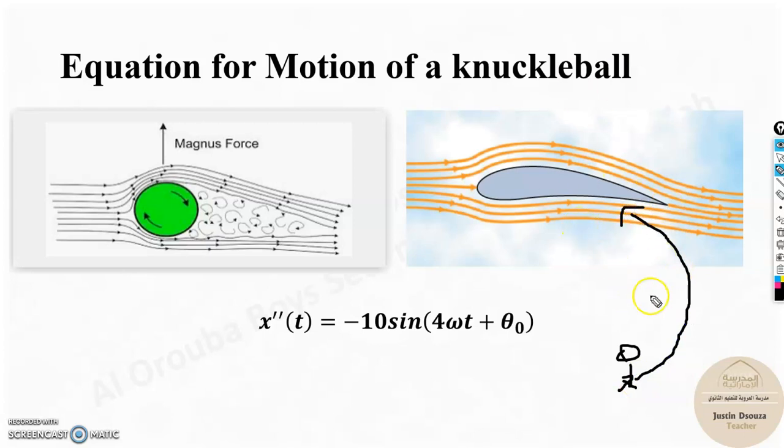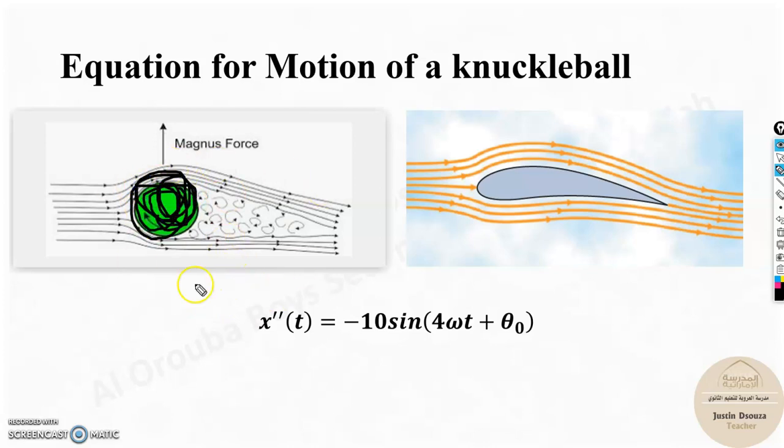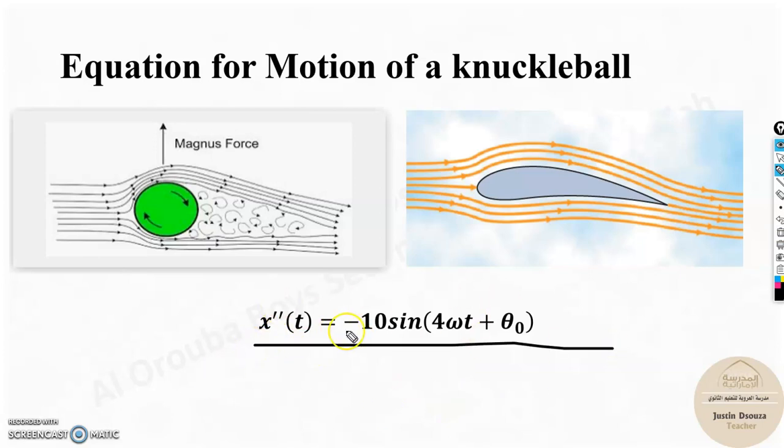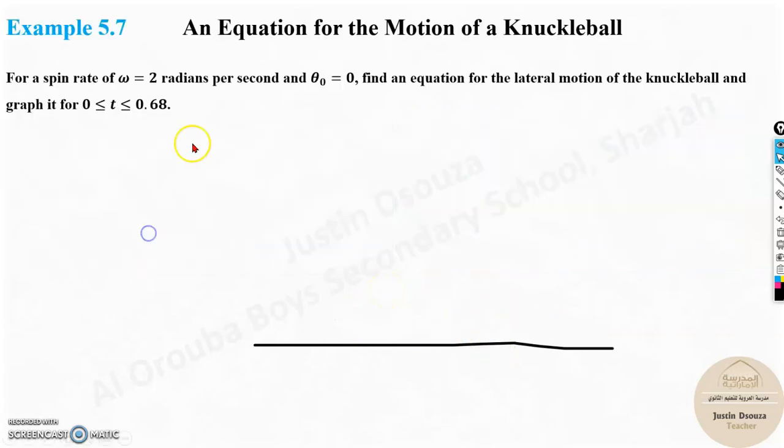You might have watched many videos like this. So what is that? That is the knuckleball effect. It is from the Magnus force. Because of the air, when you hit the ball, it will start rotating, tilting, and then that angle forms. Now we will study a little bit of the basics of it. Not in detail, but you must remember this formula for the knuckleball equation. The acceleration x double dash t is equal to negative 10 sine 4 omega t plus theta naught. We will see this in detail now in this problem.